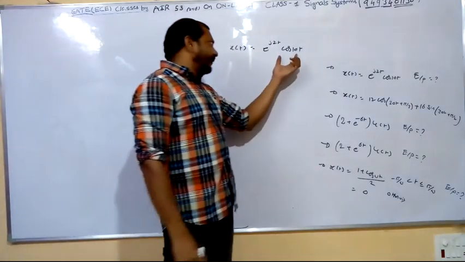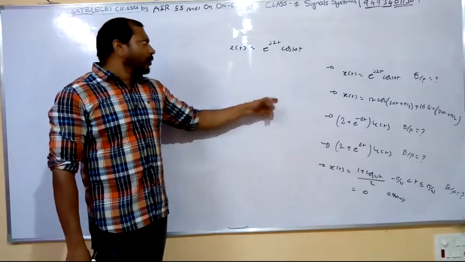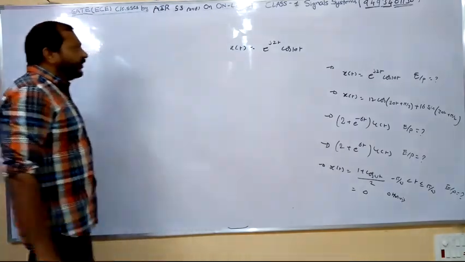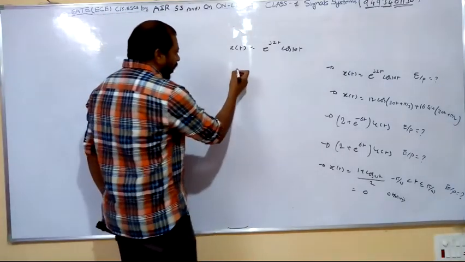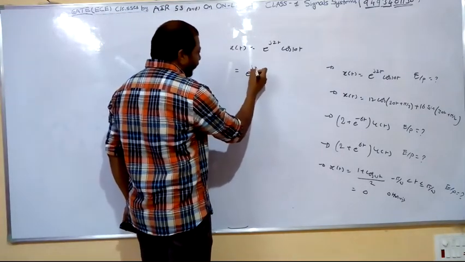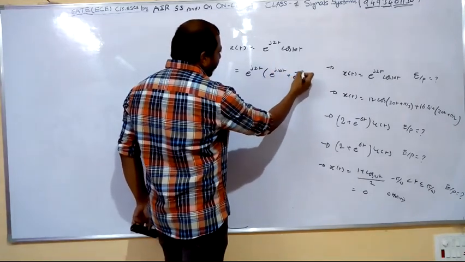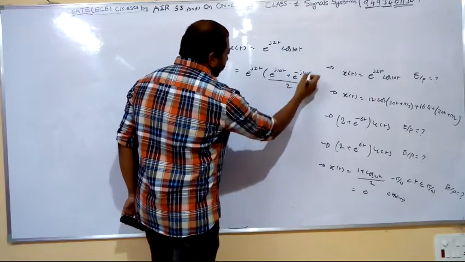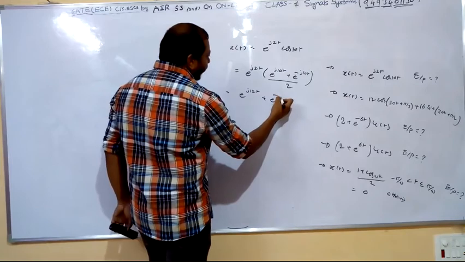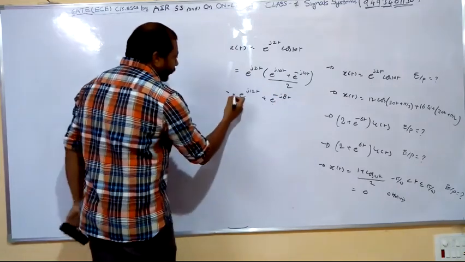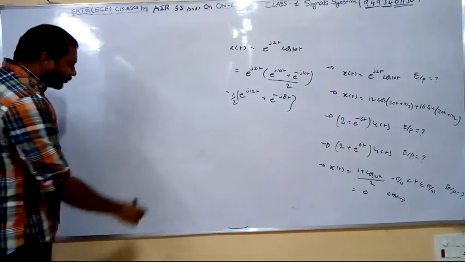Depending on your choice, you can write cos 10t as e power j10t plus e power minus j10t divided by 2, or e power j2t can be represented as cos 2t plus j sin 2t. I am representing this as e power j2t into e power j10t plus e to the power minus j10t divided by 2. So this can be represented as 1 by 2 into e power j12t plus e to the power minus j8t.